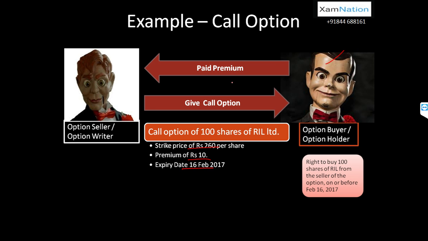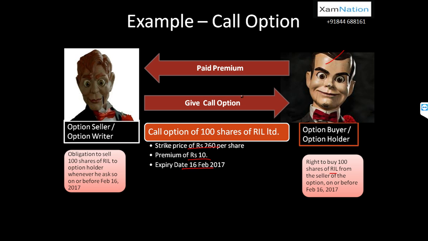By buying the call option, he has the right to buy 100 shares of Reliance from the seller of the option on or before 2016. You have to see that the selling and buying is happening of the Reliance share. The option is regarding the Reliance share. He has already bought the option to buy the shares of Reliance. And whenever this person wants to exercise his right, the option seller has the obligation to sell 100 shares of Reliance to the option holder whenever he asks, on or before Feb 2016.